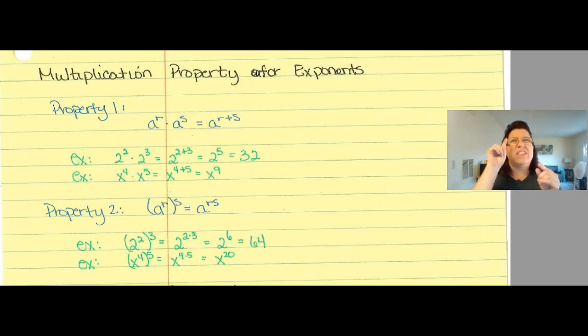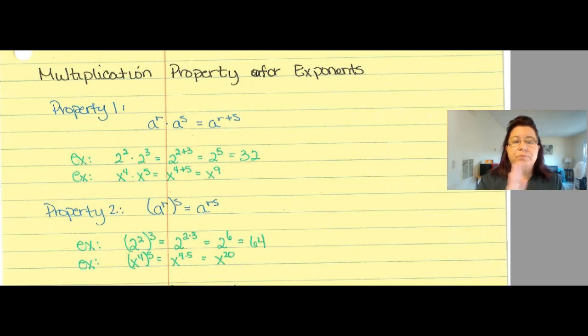So, on that train of thought, let's start talking about multiplication properties of exponents. Our first property, a to the r times a to the s, where r and s are whole numbers, my result would be a to the r plus s.